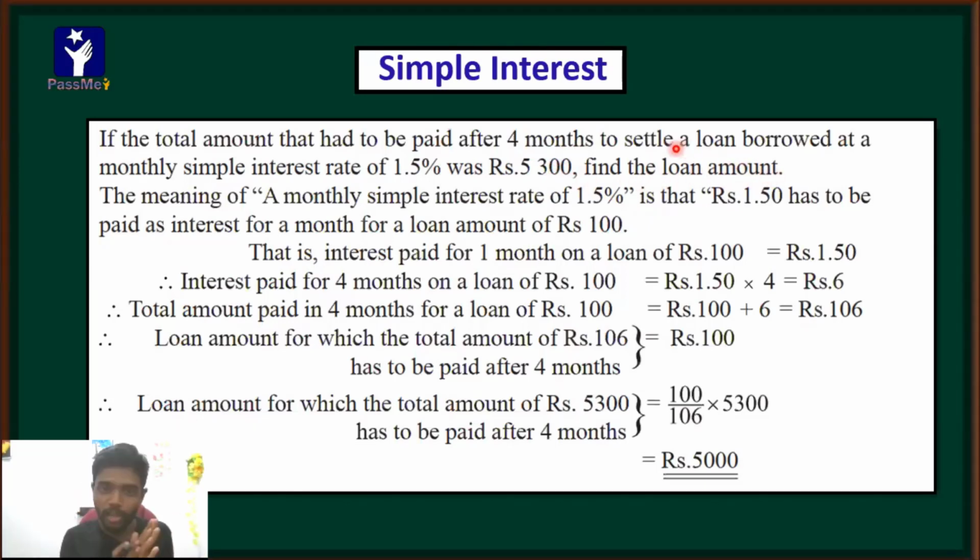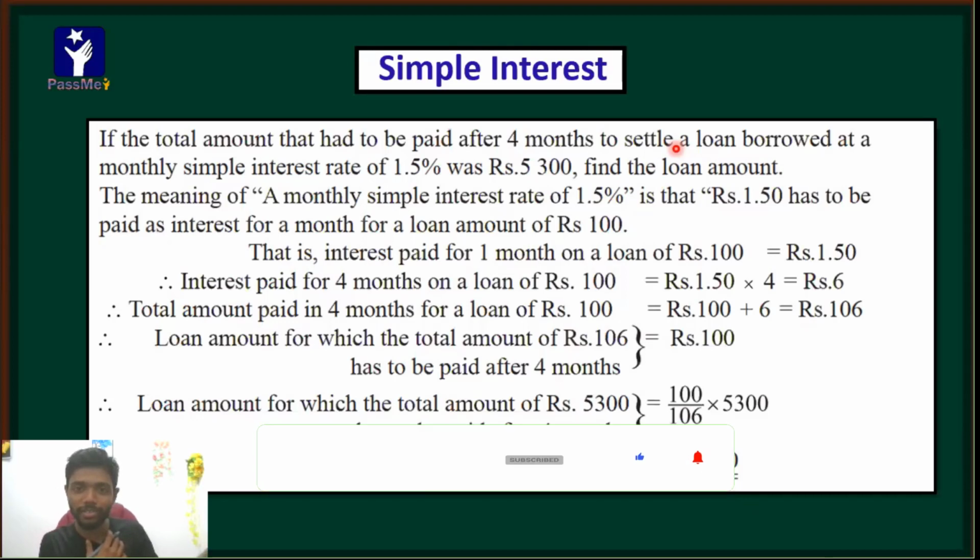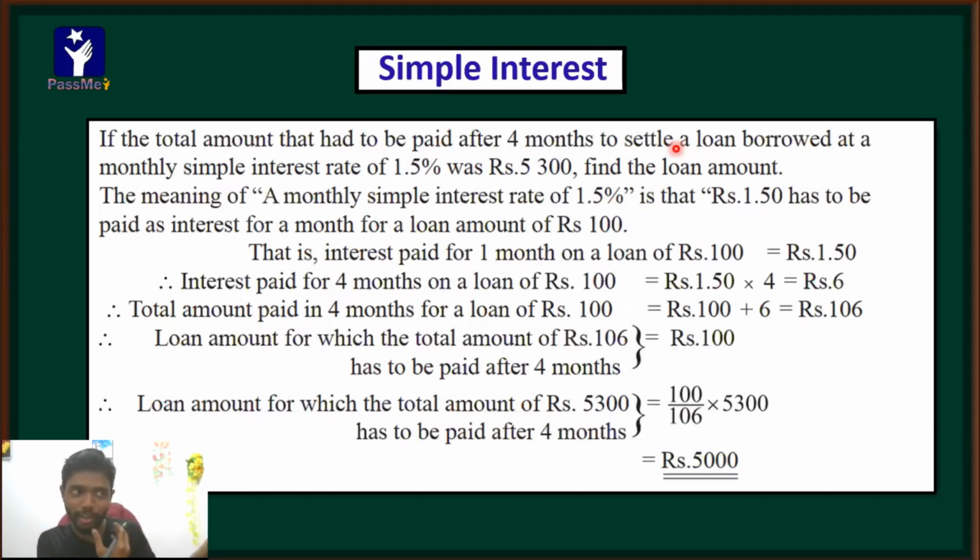So, I am talking about myself. I go and take a loan from someone. But I don't know what the value is initially. I don't remember the loan I took. But I remember the monthly percentage is 1.5%. And I know that I pay it back within 4 months.